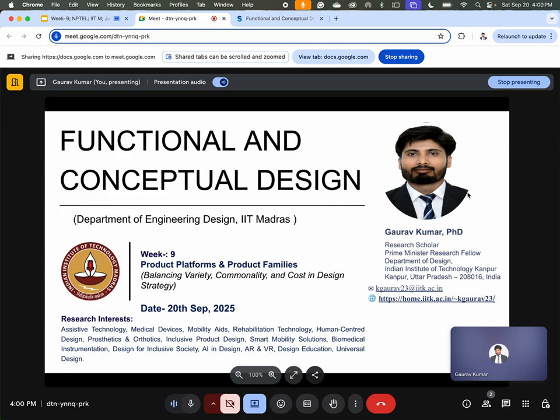My name is Gaurav Kumar. I'm a research scholar and a Prime Minister Research Fellow at the Department of Design, IIT Kanpur. I'm working in the area of assistive technology for inclusive society, including medical devices, mobility aids, and rehabilitation technology. My aim is to incorporate human centered design in assistive technology.